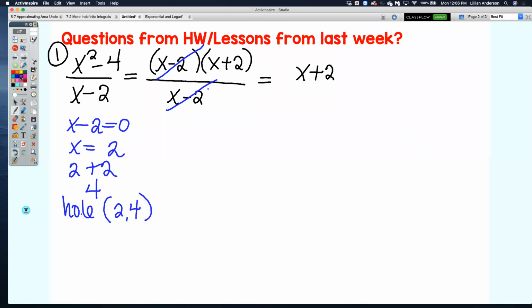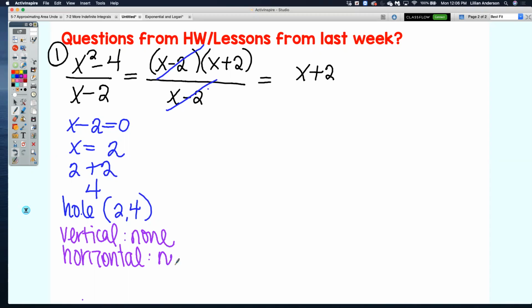That's good. Vertical asymptotes: there are none. Because remember, you have to take the denominator and set it equal to 0. Well, in the simplified form, I don't have a denominator anymore. So I'm not going to have a vertical asymptote. Do I have a horizontal asymptote? No. I need a denominator to have a horizontal asymptote. Same thing with slant. I need a denominator to have a slant asymptote. What do I have?